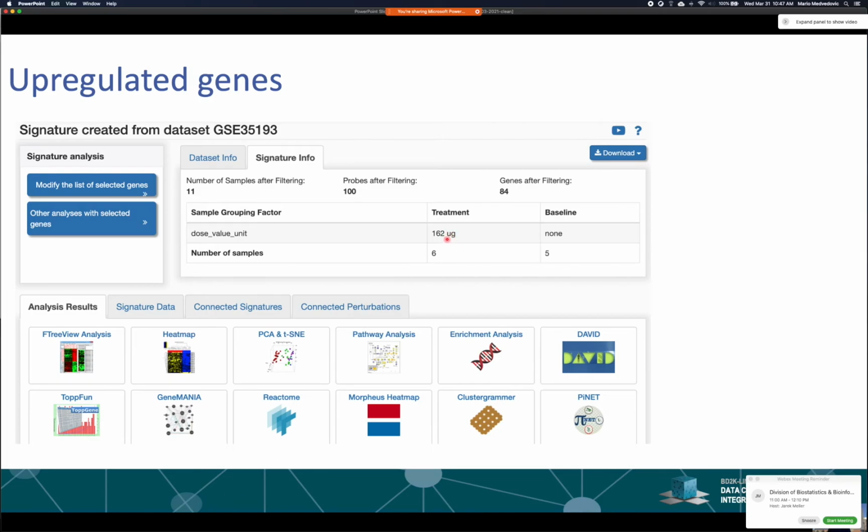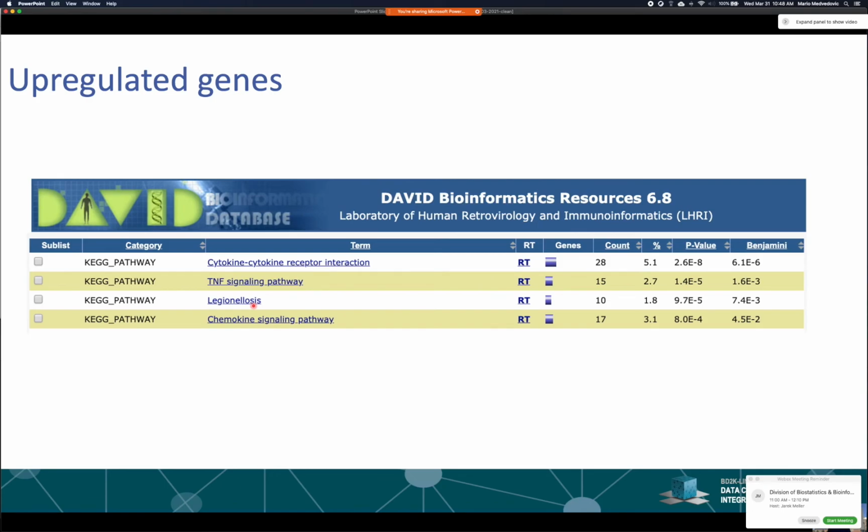We compared samples with treatment of 162 micrograms to no treatment. The number of samples in each group was 6 and 5, and we constructed the list of differentially expressed genes. And now we run this connectivity analysis, and we use only upregulated genes for one of these analyses, and we get this.